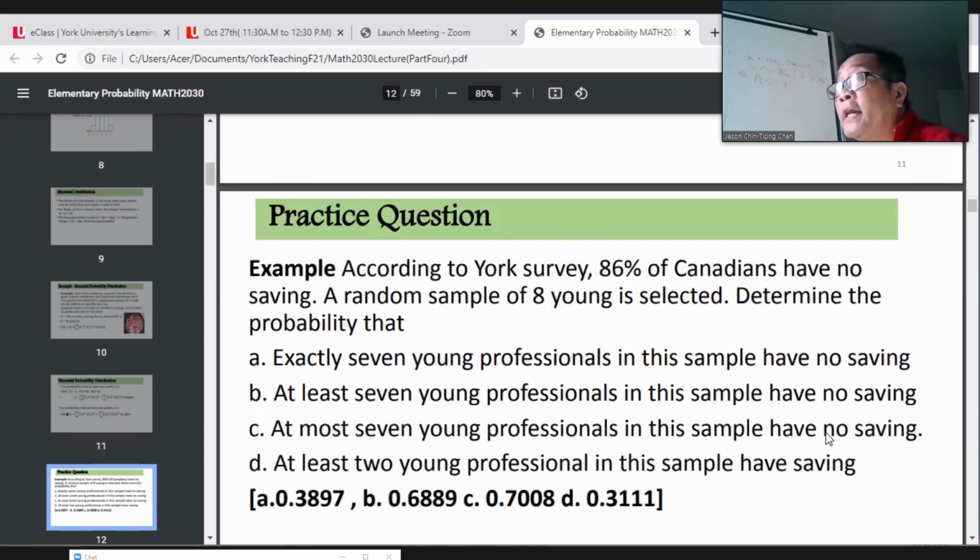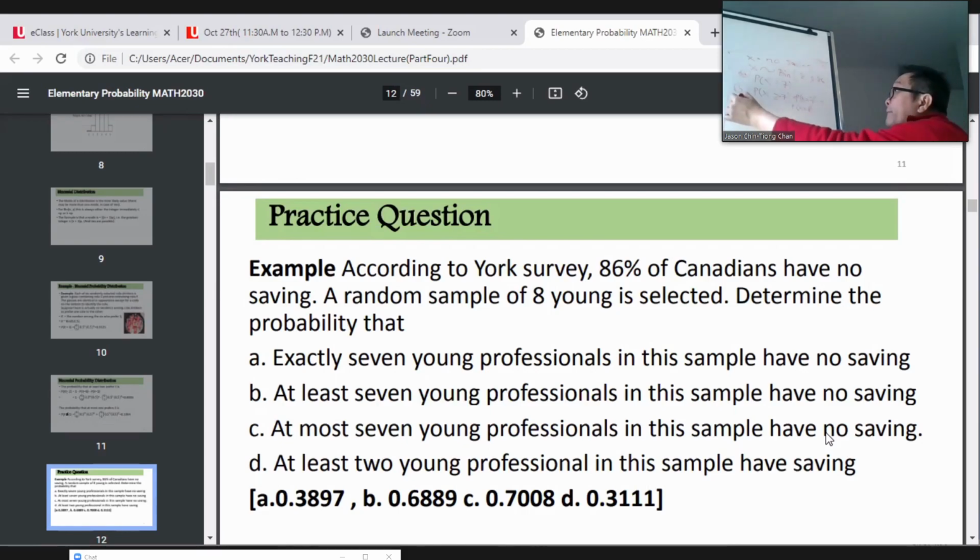I want to make sure the students can understand my explanation. Are you okay with my explanation? Because this one, right away, we can use a formula. Okay. So how about B? At least 7. At least 7 is what? X is more than or equal to 7. So this one, I think we use the traditional way. X equal to 7 plus X equal to 8. Should I continue? Should I put X equal to 9? No, because I only got up to 8.